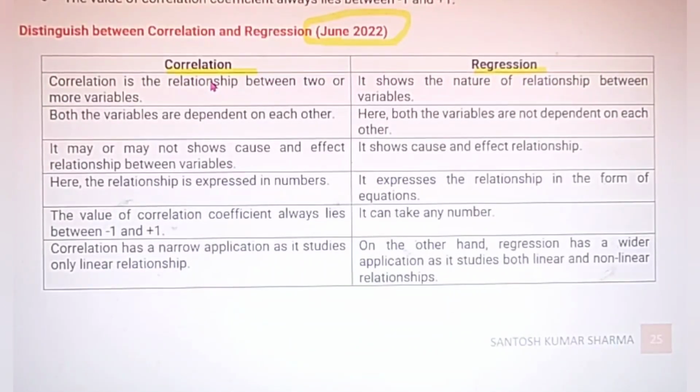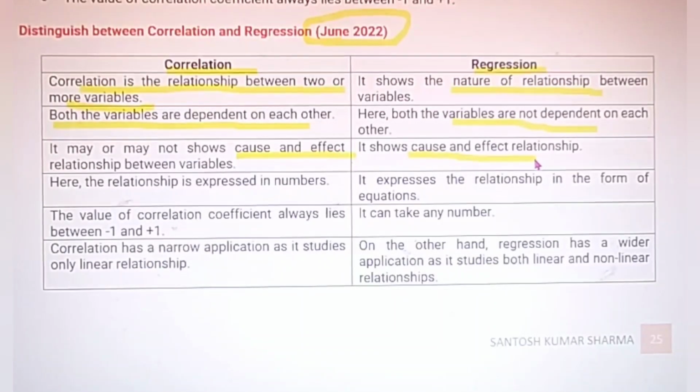Okay. Now let's try to understand what is correlation. Correlation is the relationship between two or more variables, whereas regression shows the nature of the relationship. These are important keywords. In correlation, both variables are dependent on each other, whereas in regression the variables are not dependent on each other, they are independent. Correlation doesn't show the cause and effect relationship, but regression shows the cause and effect relationship.